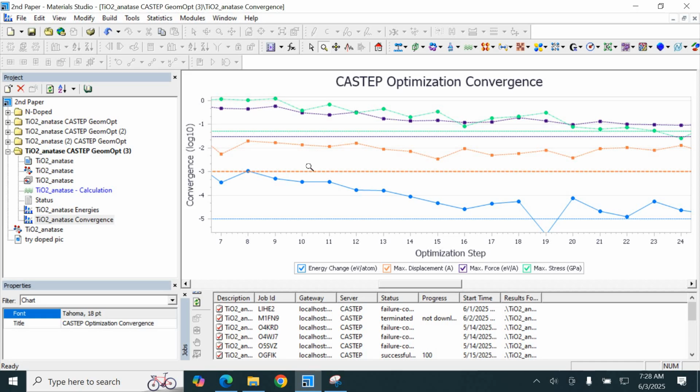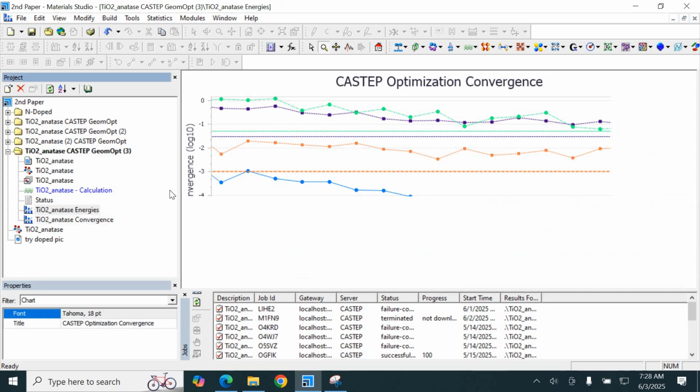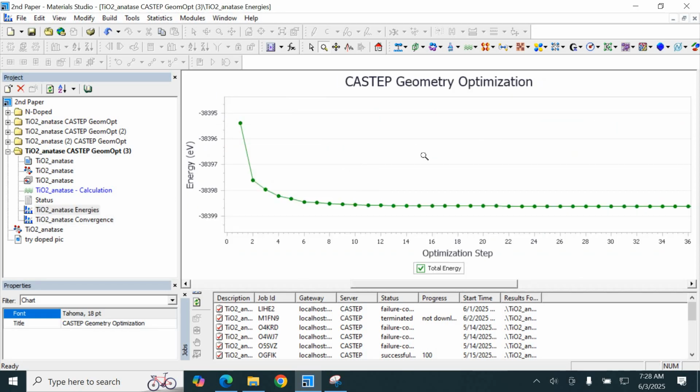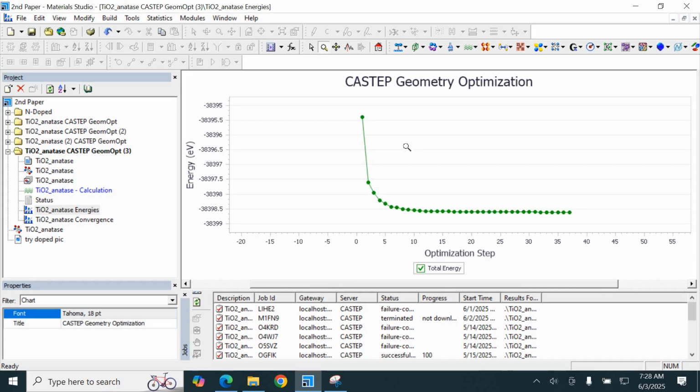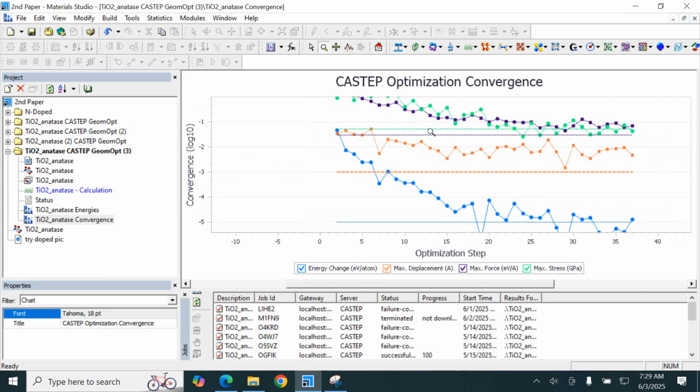But we found 2-3 lines which are consistent. We did not notice any changes in the maximum force, maximum displacement, and maximum stress, because we are doing this calculation with zero stress, and that's why some lines are not changing with the optimization steps. So here is the convergence. Here is the energy graph. Okay, so we see it starts from 38, 39.5, and if we just look at this, okay, we have it.